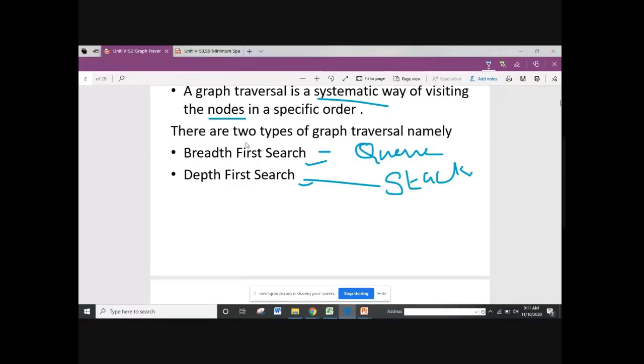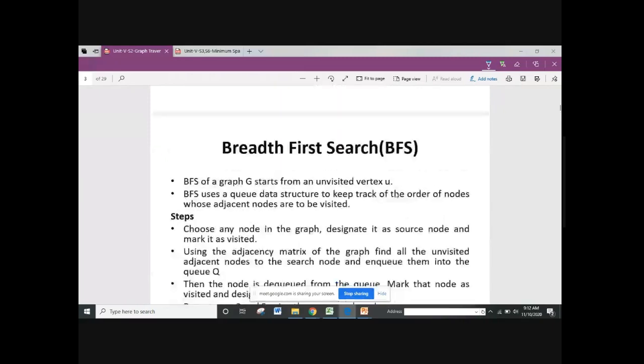If they give it like this, you should understand that it is breadth first search. Or if they say apply the stack concept and find the graph traversals of the below diagram, that is depth first search. Because for breadth first search the algorithm uses the queue concept, and here it will use the stack concept.